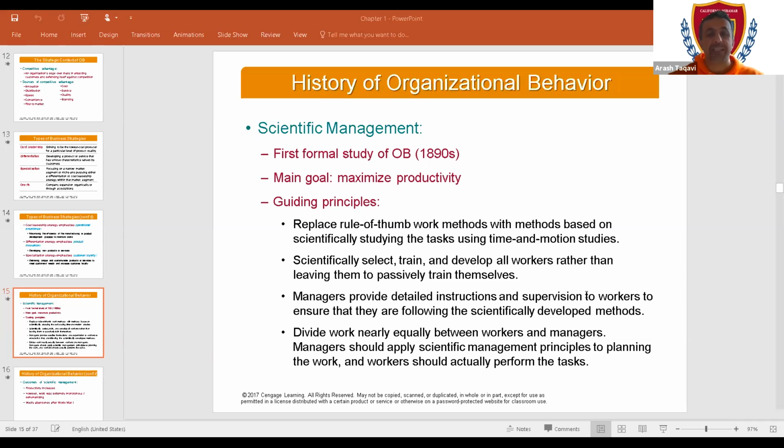And managers provide detailed instructions and supervision to workers to ensure that they are following the scientifically developed methods, and divide work nearly equally between workers and managers. It is a huge and great step, an evolutionary and revolutionary step in scientific management. Managers should apply scientific management principles to planning the work, and the workers should actually perform the task.